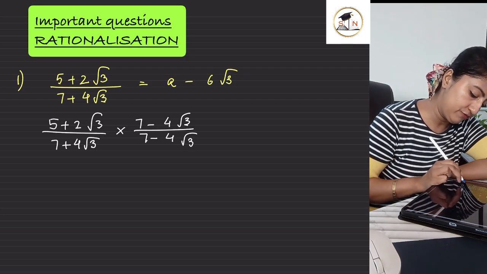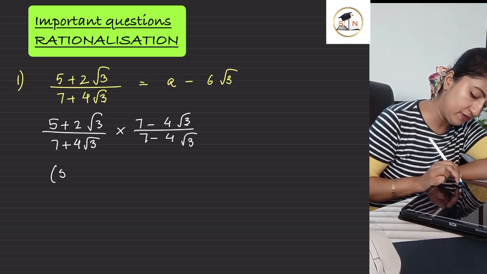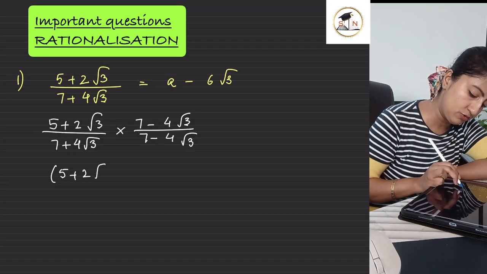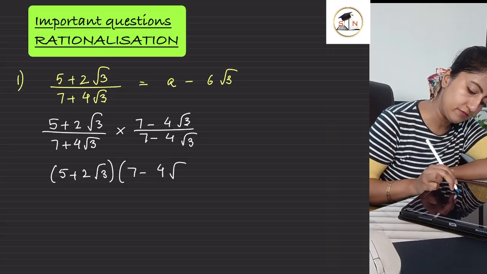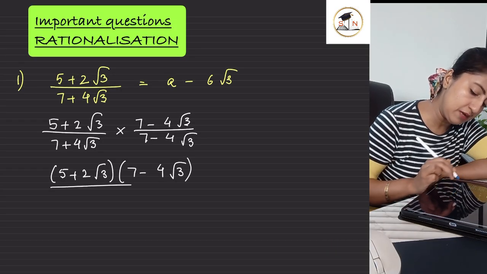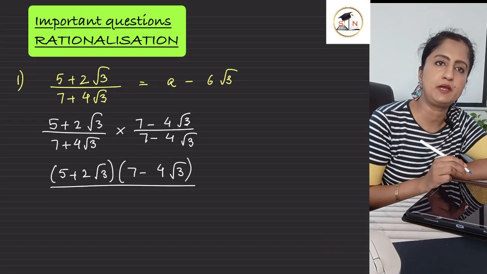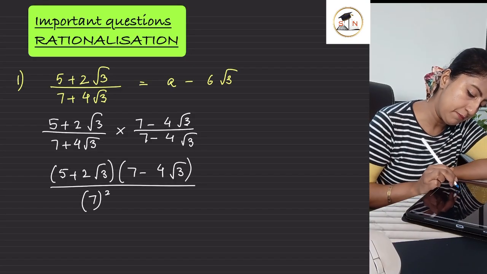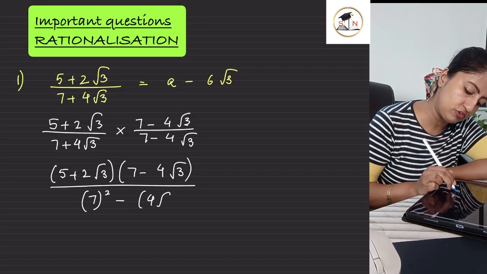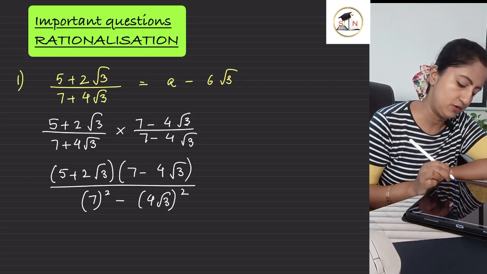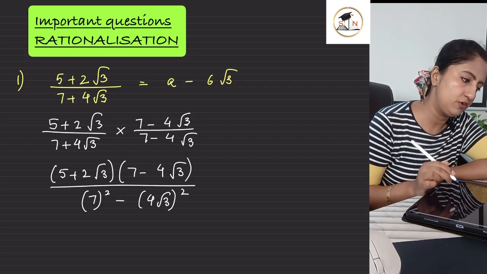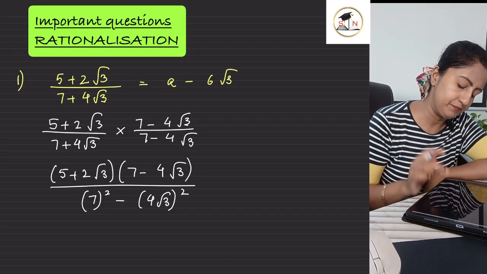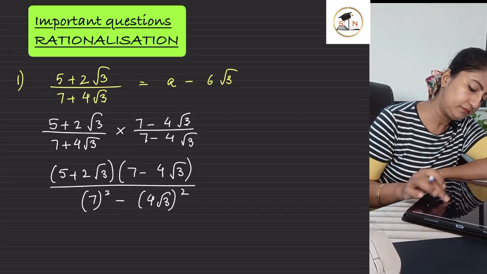अब what we have in numerator, we will get two brackets (5 + 2√3) and (7 − 4√3). डिनोमिनेटर में हमें क्या मिलेगा? It is always a² − b², right? So we have 7² − (4√3)². Okay. अब हम क्या करेंगे? We are going to multiply them term by term. So let's start doing that.